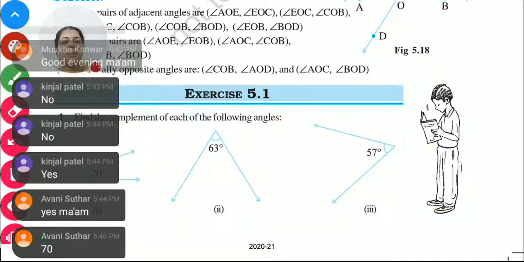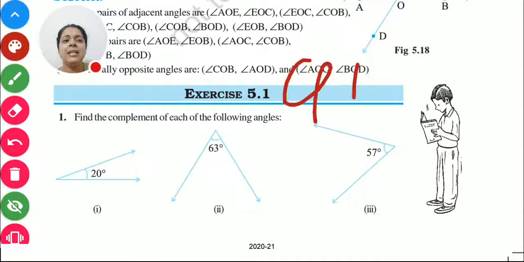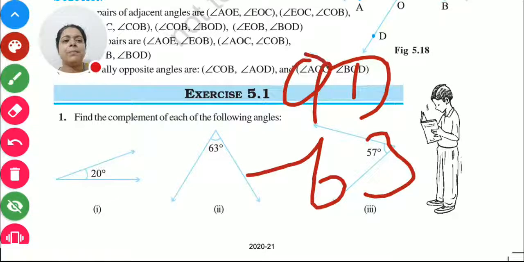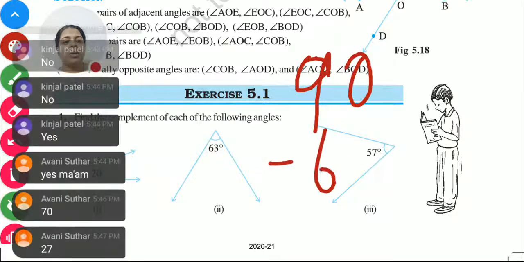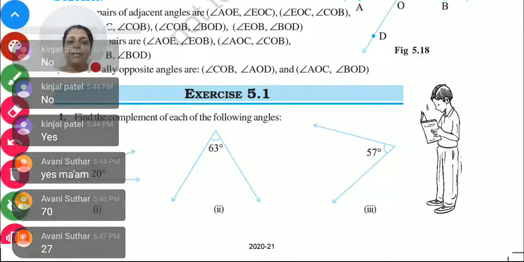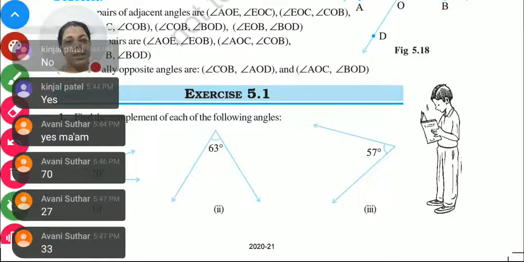Correct, 70 degrees. Perfect. What should be the answer of number B? The angle is 63, and what is the complement of it? So what will it be? 90 minus 63. Correct? It's 27. Perfect. Let's go for the third one. Third is 57. So again, it will be 90 minus 57, and what will the answer be? 33. Perfect. Very good.